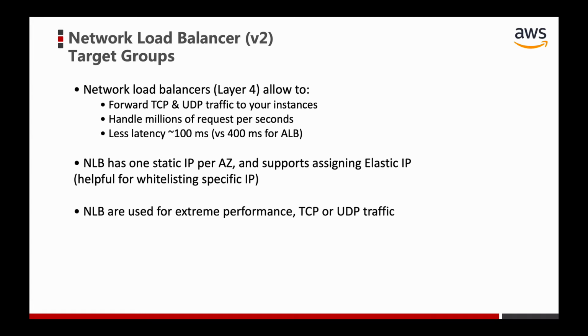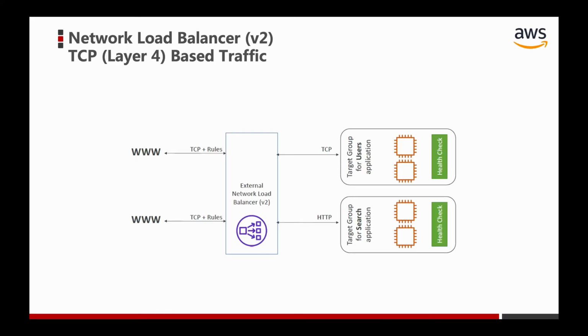NLBs are used for extreme performance TCP or UDP traffic, and are not included in the AWS free tier. So if you do the example with me, it will cost you some money. For the traffic, it's not HTTP traffic anymore. Instead, it will be TCP traffic. So this is different from ALB and CLB.